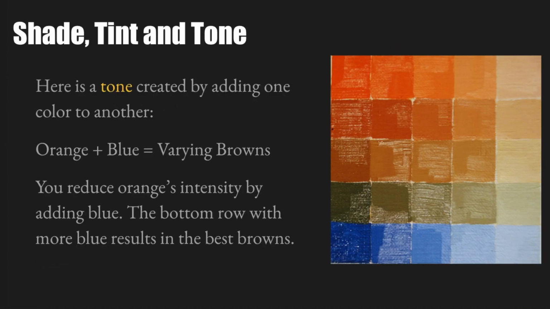Here is a tone created by adding one color to another. This example uses orange and blue. Different amounts of orange and blue mixed together can give you a range of different browns. You can see you can reduce orange's intensity by adding the complement of orange, which is blue. As each original color is lightened with white, that also lessens the intensity of both the original color and all the browns, which are the tones that were created when we look to the right.